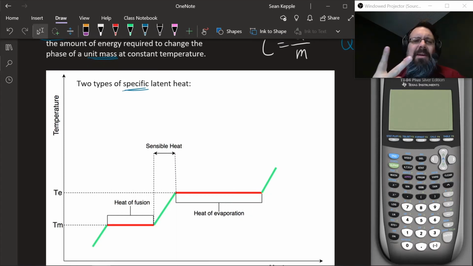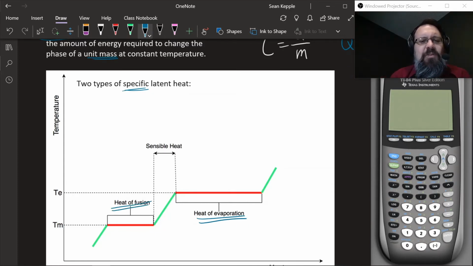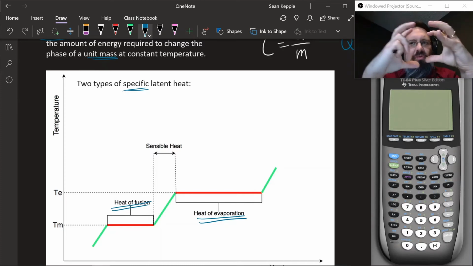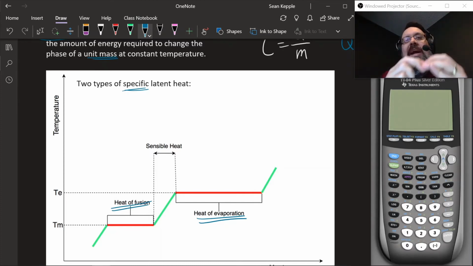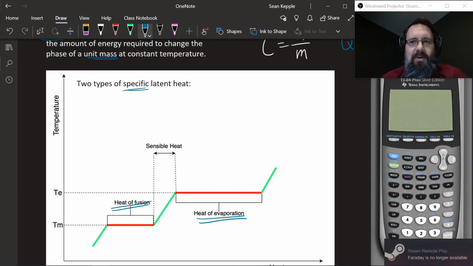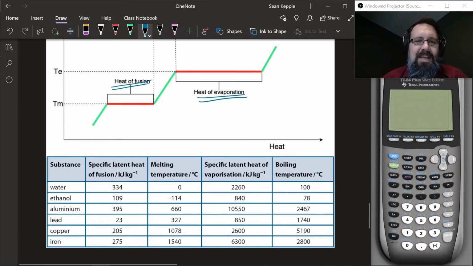So there are two types of specific latent heat: the heat of evaporation, or you may hear it called the heat of vaporization, and then down here the heat of fusion. We talk about fusion because you're taking something that's a liquid and fusing it back together again. Heat of fusion is when you're melting or freezing, and vaporization is when you're vaporizing or condensing.